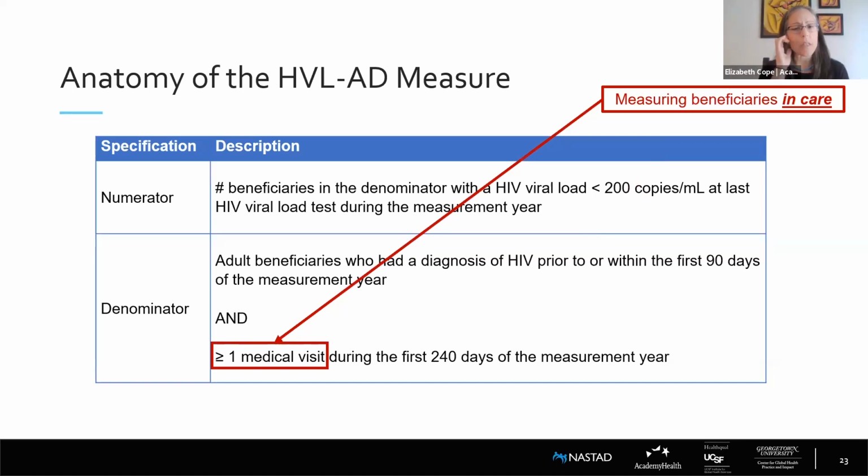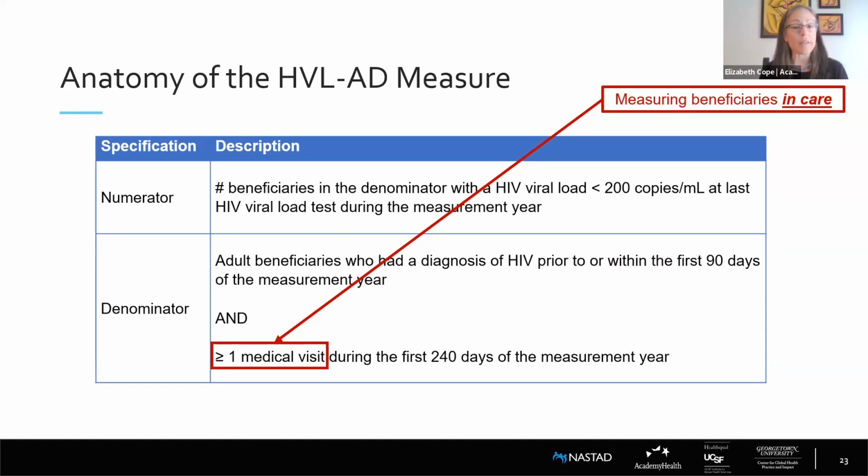Now, we also see that we're looking at beneficiaries who had a medical visit during the measurement year. And of course, not everyone goes to the doctor every year, so we're further reducing the number of people in that denominator by only looking at the people who are in care. So the public health person in you might think to yourself, why are we doing that? Oftentimes the people who need the most help or who need the most tracking are the ones lost to care.